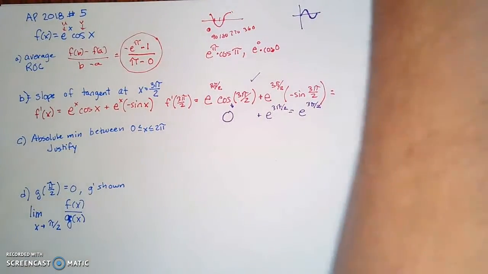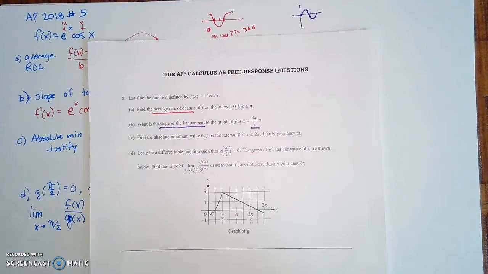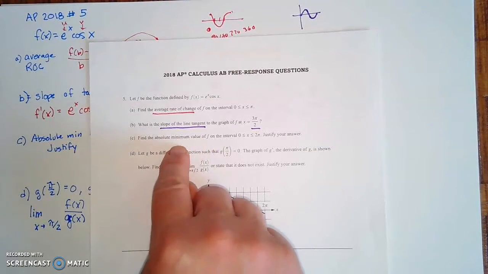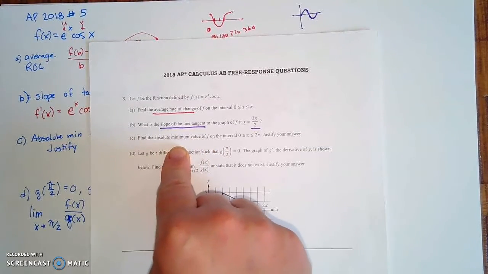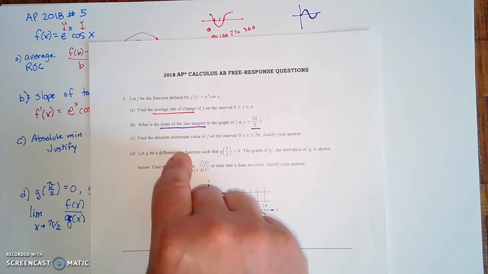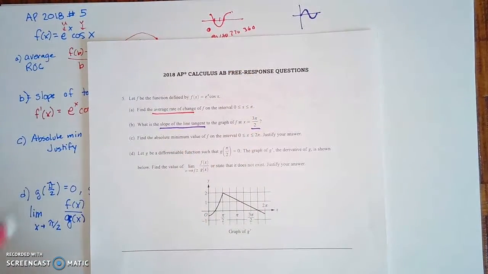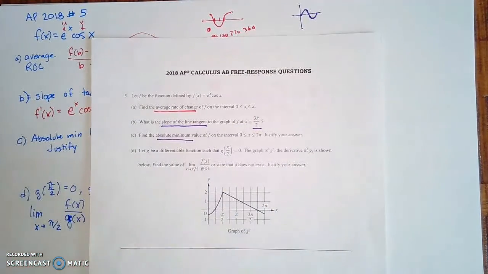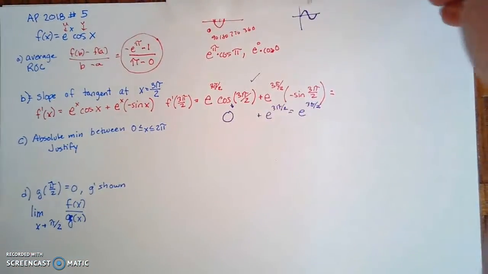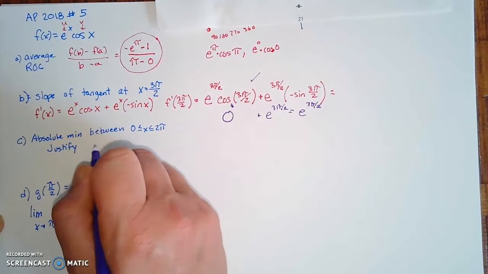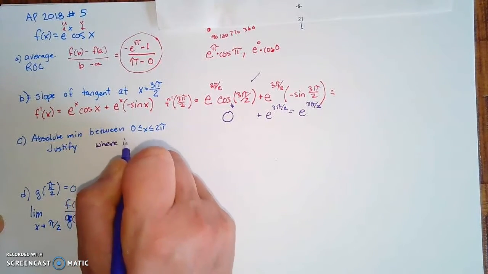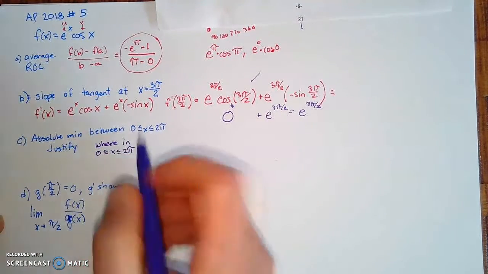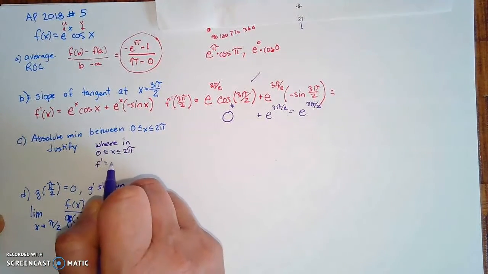Okay, the next part of the problem says find the absolute minimum of the graph and justify your answers. If they ask us about mins and maxes, we're always going to look at the first derivative because that tells us direction. If they ask us about POIs, or changing concavity, we're going to look at the second derivative. Because this is asking about the absolute minimum of f, I'm going to look at just f prime. Okay, so I'm going to write this down. I need to find out where in between 0 and 2 pi, f prime is equal to 0.